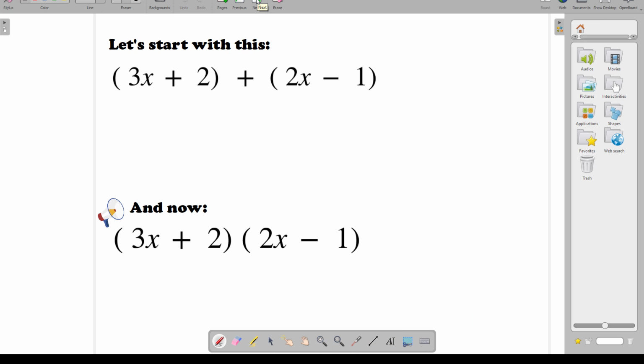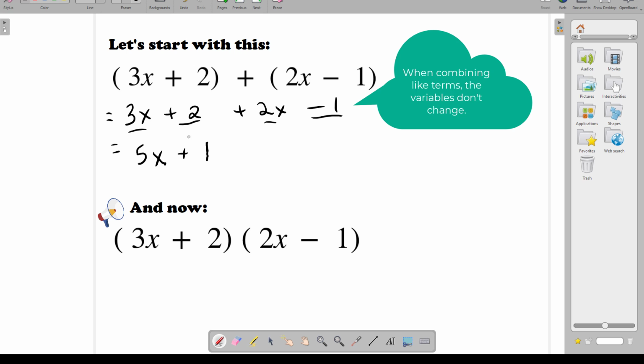So let's start with this first problem. Binomial 3x plus 2 plus another binomial 2x minus 1. We're going to really just simply combine like terms. We have a 3x and a 2x. That gives us 5x. We have a positive 2 and a negative 1 that we're adding together. That gives us plus 1. When we are adding expressions, the variable powers don't change.